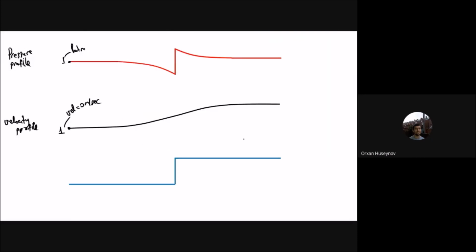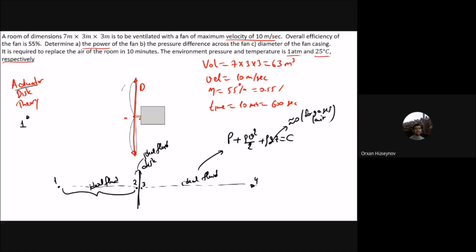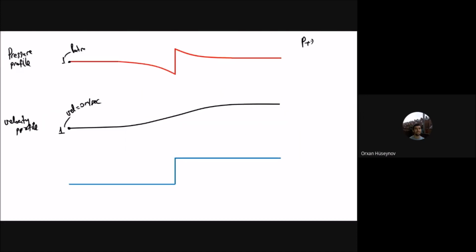But we know Bernoulli's principle says that P plus rho v squared by 2 should be constant. Since this one increases, that one should drop, as you can see at the points, until point 2.